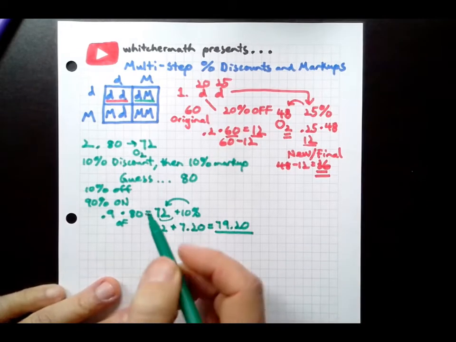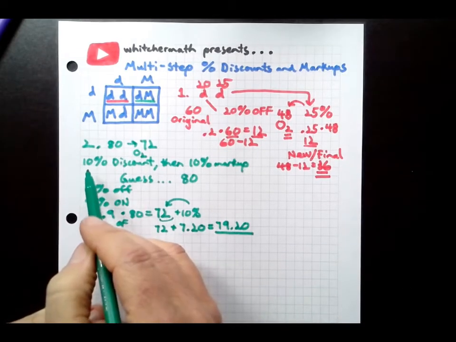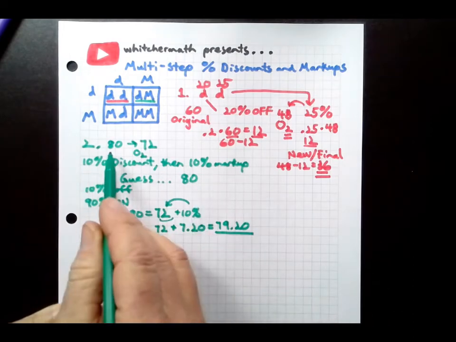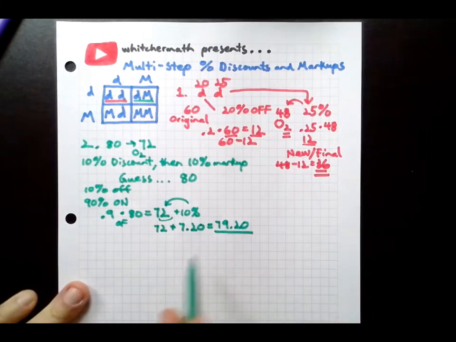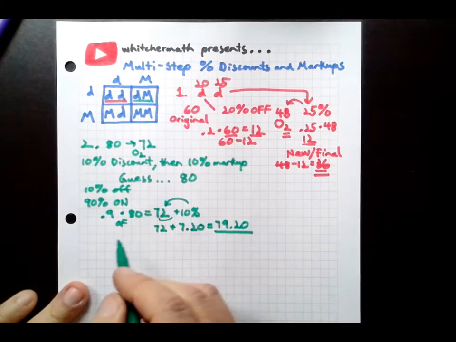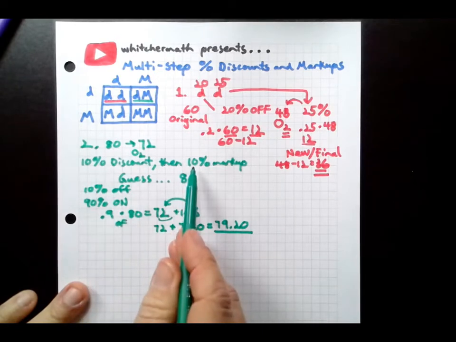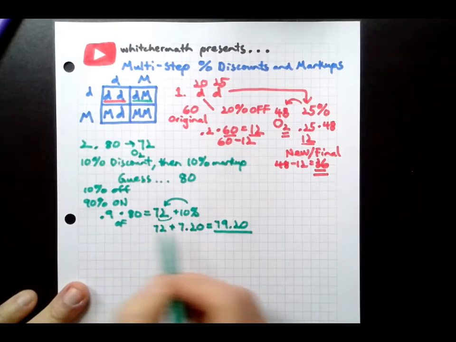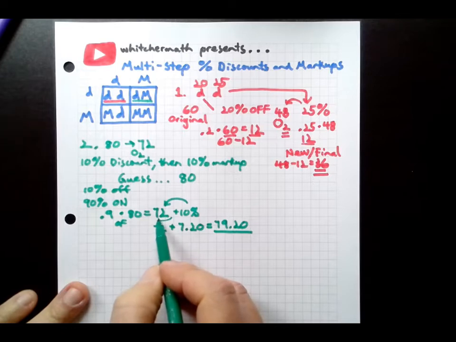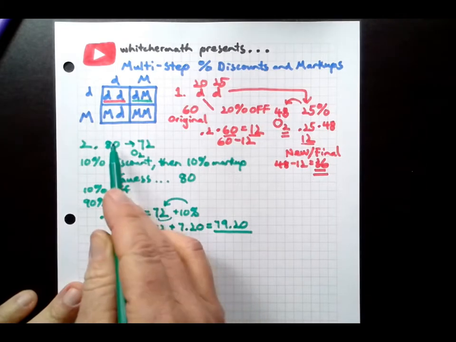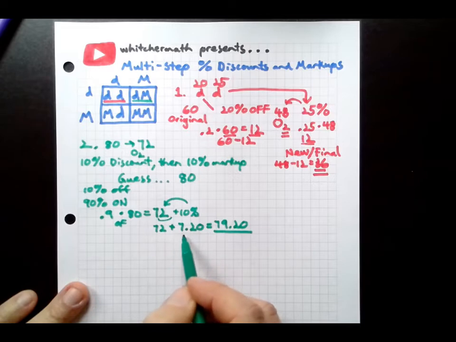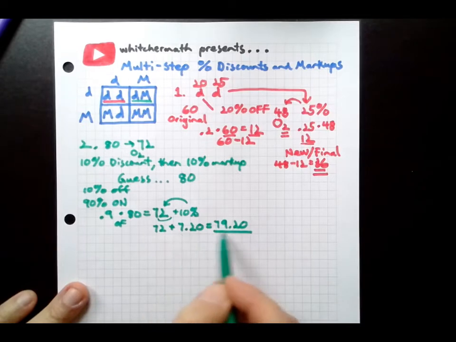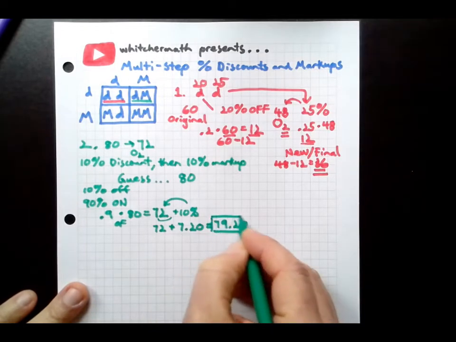Hopefully that stops you from ever making that erroneous assumption that if you have a discount and then the same markup, you get back to the same number. It does not work that way. And this is evidence of that. The reason is, if you're doing the same amount of markup as discount, we're marking up from a smaller original number. So I took 10% off from 80, but then we took 10% of the smaller number, 72, and added it back, which is not $8. So there we go with that one.